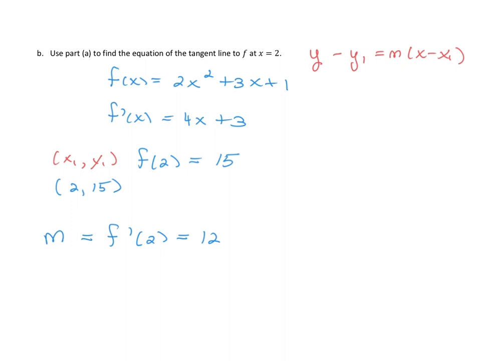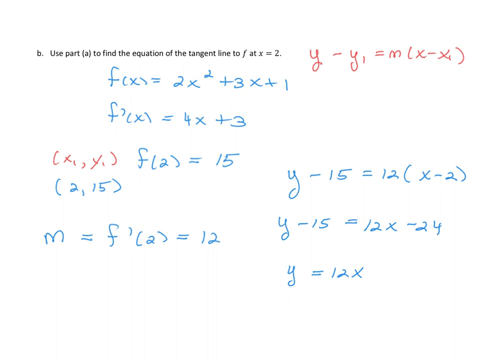Going from here, I'm just going to put all this information into the equation of the line. That's y minus 15 is equal to 11 times x minus 2. I'm going to simplify it to y equals mx plus b form, but that means y minus 15 is equal to 11x minus 22. And if I add 15 to both sides, I get y is equal to 11x minus 7. And that is it for this problem.